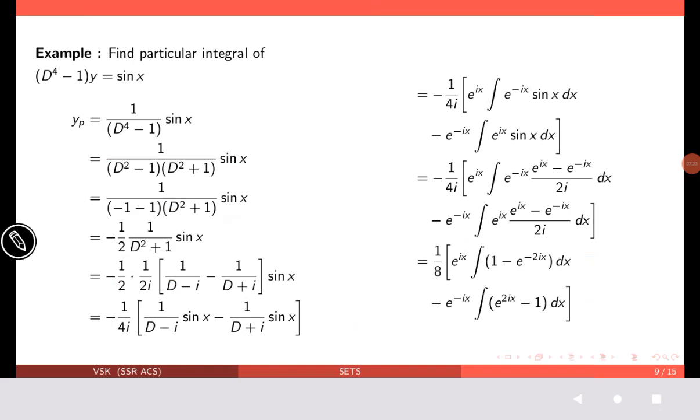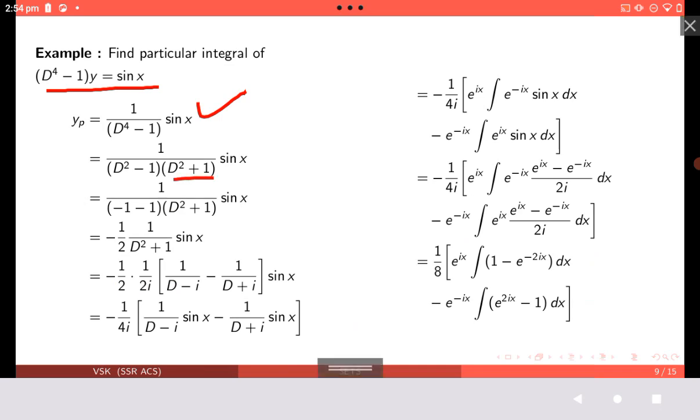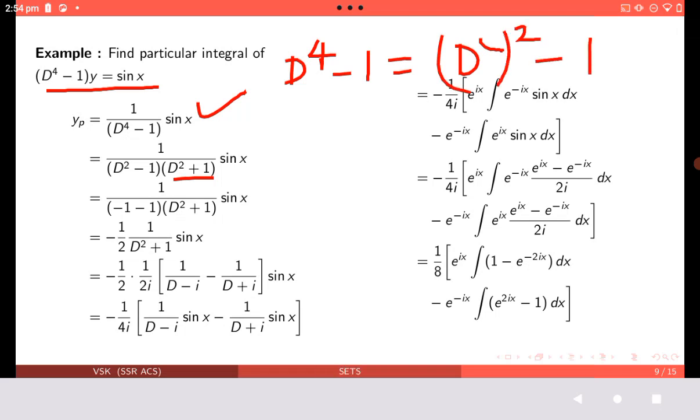Now let us see the second example. Find the particular integral of (D⁴ - 1)y = sin x. We'll write 1 upon (D⁴ - 1) sin x. We divide it into these two expressions, (D² - 1)(D² + 1), using the formula, because D⁴ - 1 can be written as (D²)² - 1.